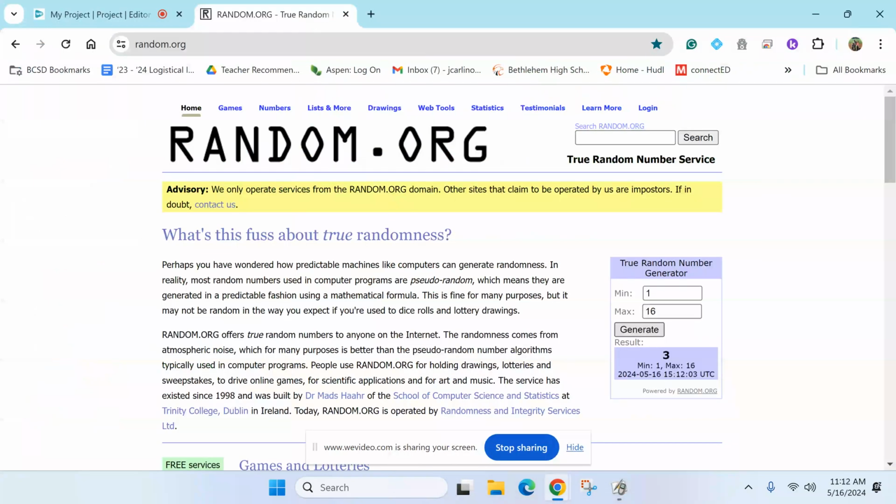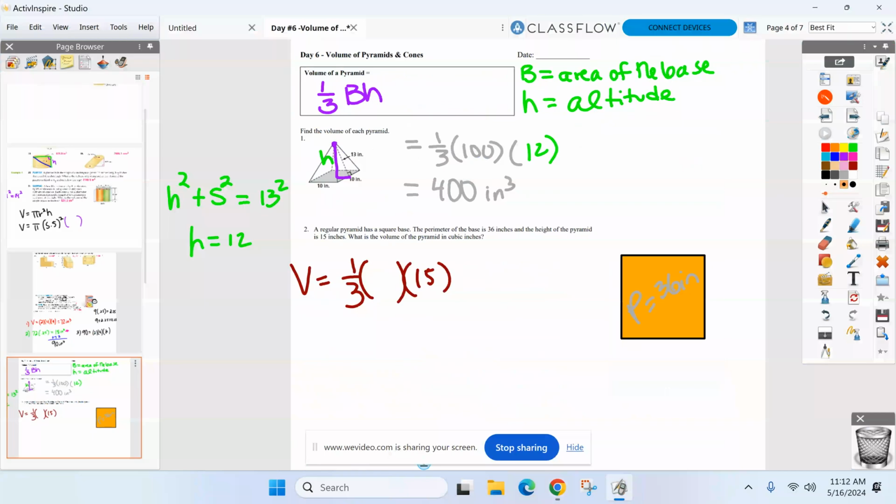Perimeter is 36, side length of, Aiden? 6. Be careful, watch your mouth. You're thinking area. Perimeter, all four of these sides added up gives me 36. So if I did 6, that'd give me 24. You're thinking area. Yeah, 9. All right, hold that thought to the next problem.